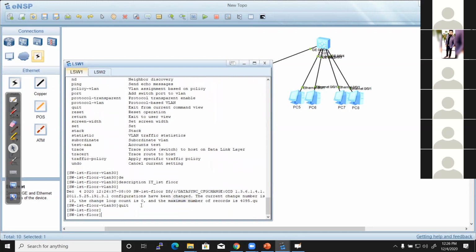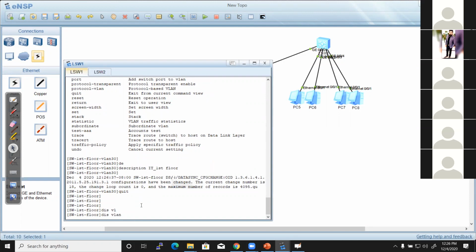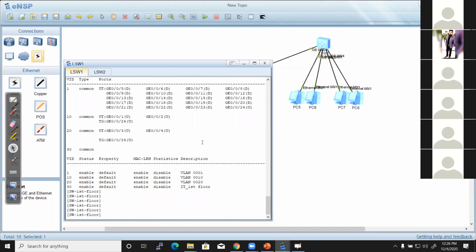All right. So by giving the display vlan command, you can see it is not mentioning the name or description. There is no mechanism. You can see over here the description for VLAN 30, for example, this is the IT VLAN, and this VLAN has been created in the first floor switch. So that's how you can differentiate.